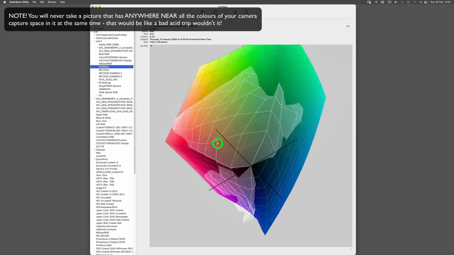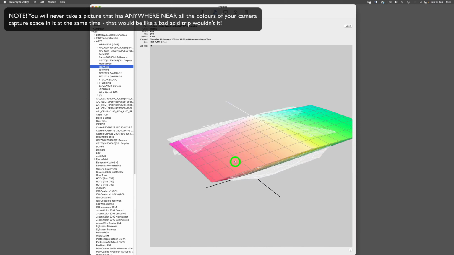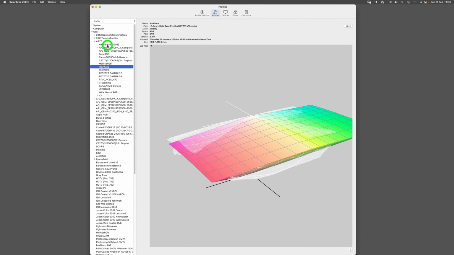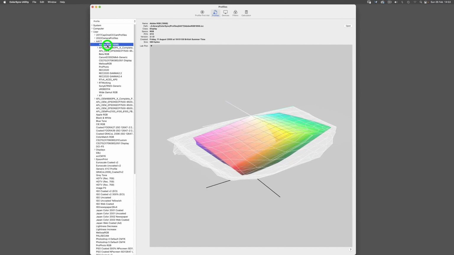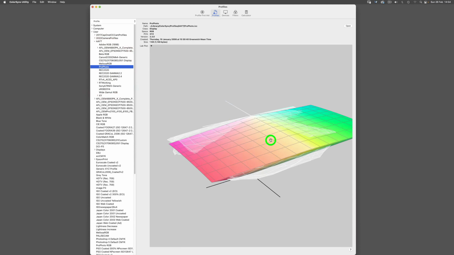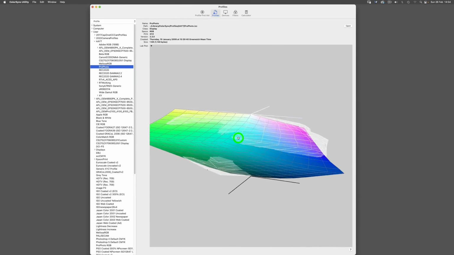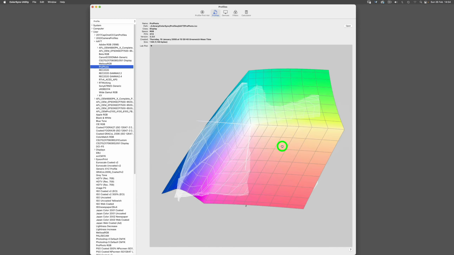It will clip camera captured colours, or certain camera captured colours. If you were to use the Adobe RGB colour space, it would clip a hell of a lot more of the colours captured by your camera, and we won't even bother looking at sRGB for that because we just know what's going to happen there. But if we come back to ProPhoto again, you can see that it holds quite a lot of the colours that are potentially captured by your camera.